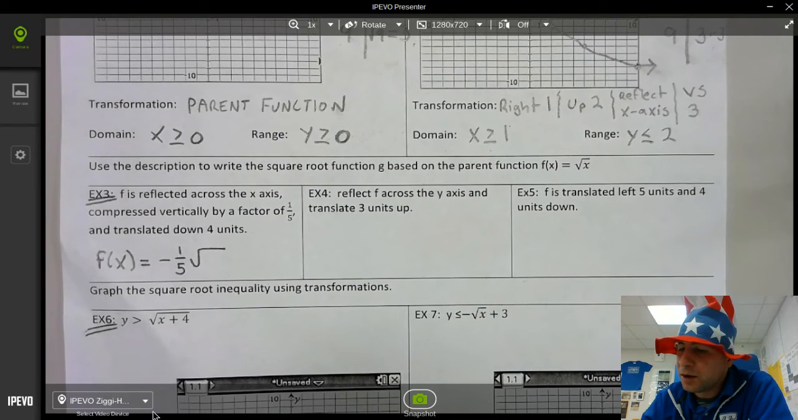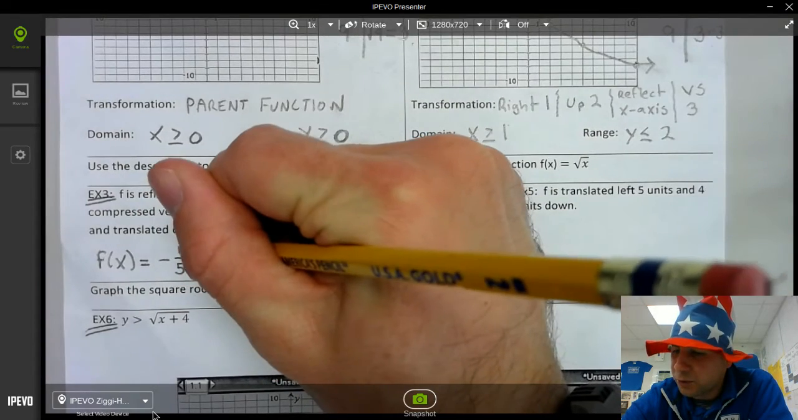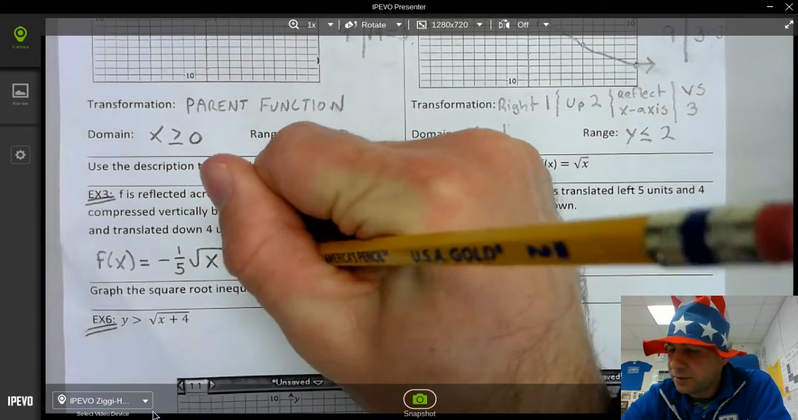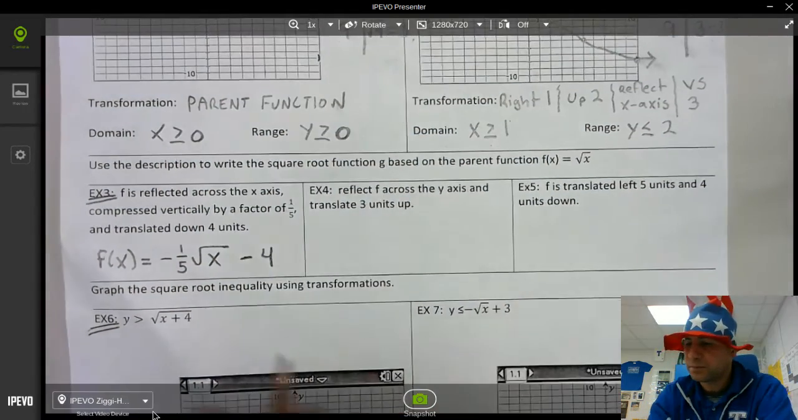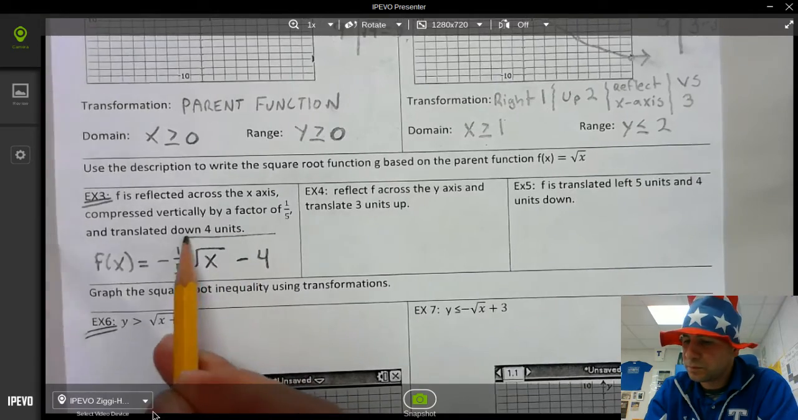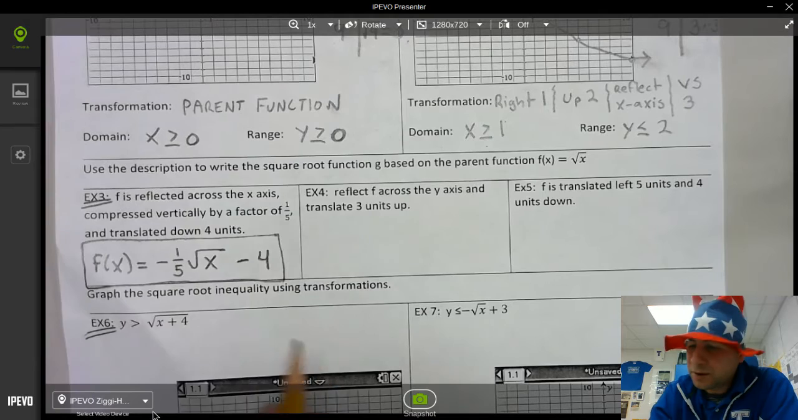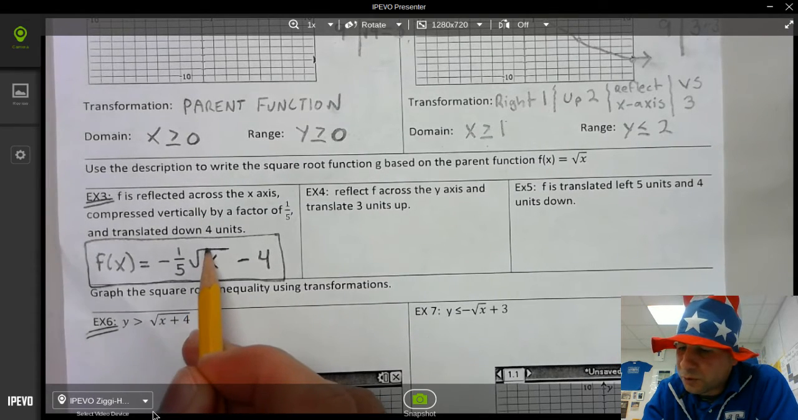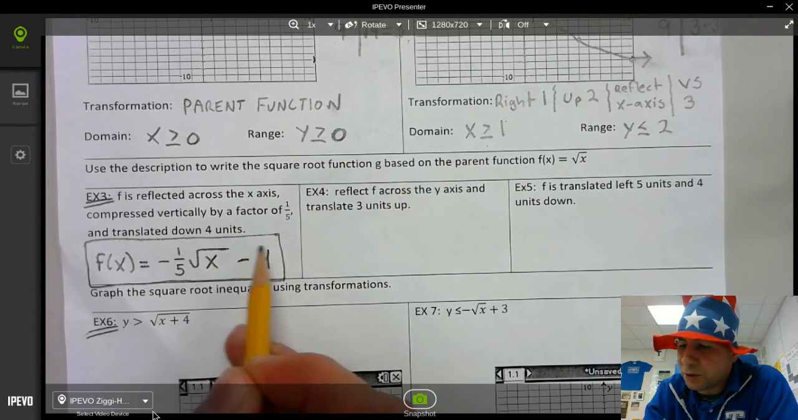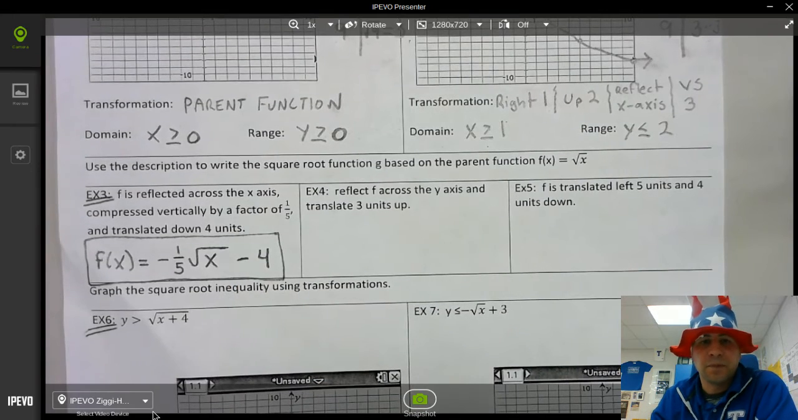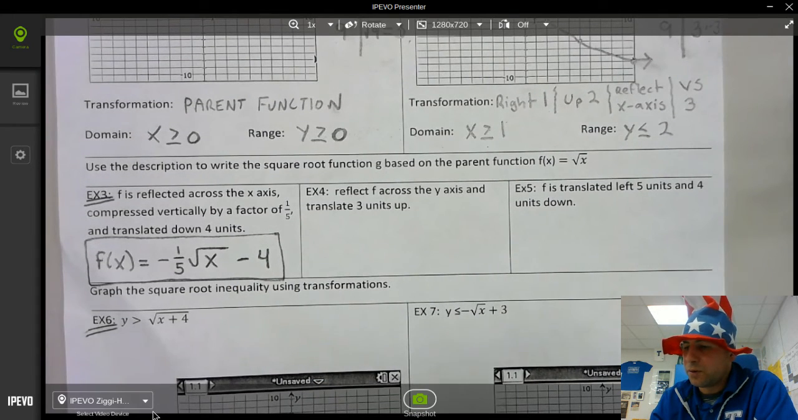All right. So then it's translated down. So the square root of x, nothing's happening under the square root. Down is minus 4. Make sure when you're doing this that you don't extend the square root too far to the right, because if you do, then it looks like that's under the square root. All right. So what I'd like to do is pause the video, and then try example 4 and 5, and then I'll explain those in class on Friday.